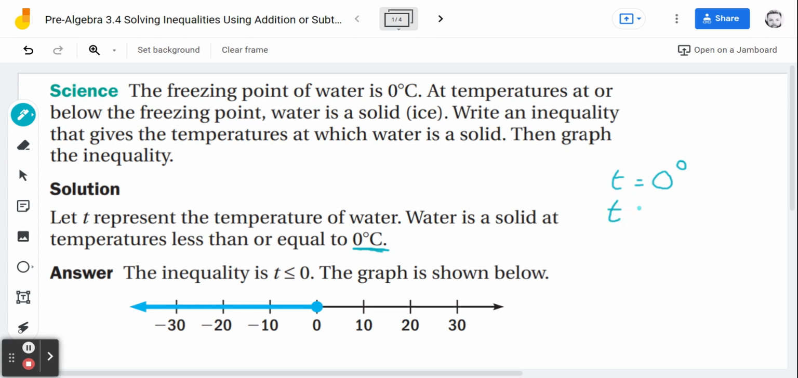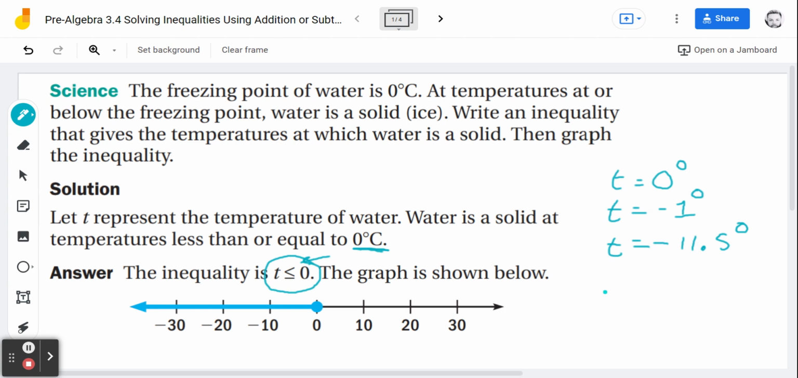When the temperature is equal to -1, it's a solid. Heck, when the temperature is equal to -11.5, it's a solid. So the inequality is for the temperature is less than or equal to 0.